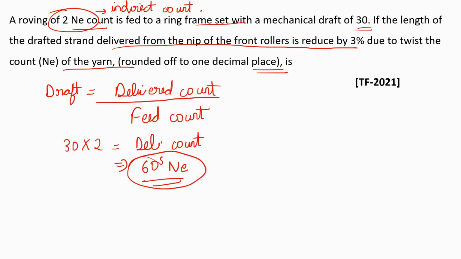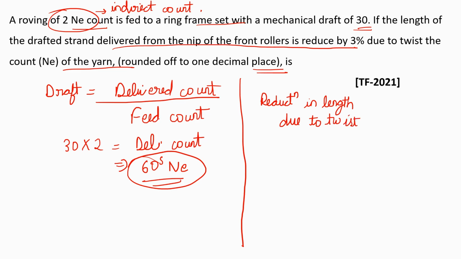But the reduction in length due to twist is 3%. So how much will the length be reduced due to twist? The reduction in length due to twist is 3%. 3% of what? 3% of 60. It will come out to be 1.8. And if the length is reduced, then the yarn will become coarser.